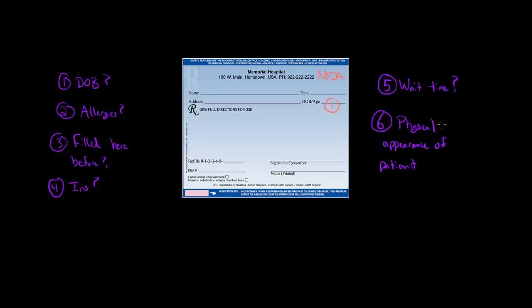Another thing is to look at their physical appearance. Do they look like they're able to function correctly? Is there something shady about them? Can you smell alcohol on their breath? You kind of have to make a judgment when these patients come up, because you want to make sure you're not going to be dealing with a fake prescription or a problem, basically. So just make sure you're paying attention to the physical appearance of the patient and what kind of state they're in.